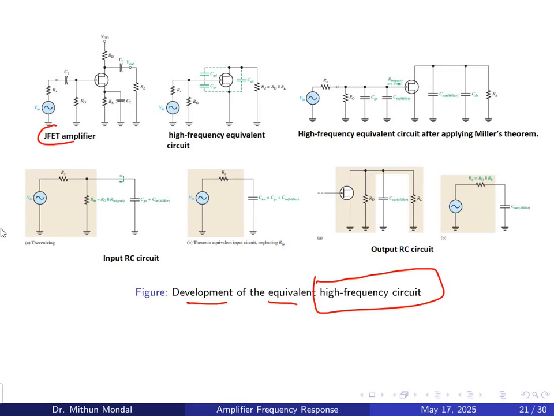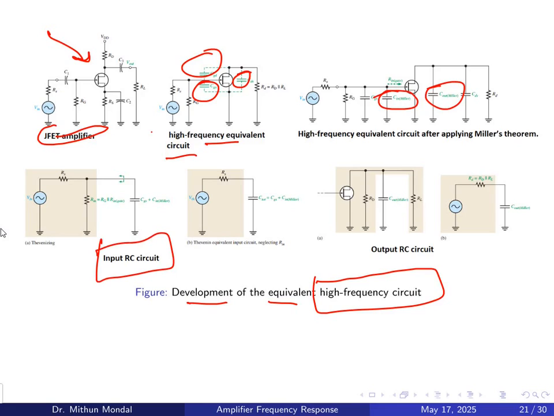So this is the junction field effect transistor amplifier in the normal part. We get the high frequency equivalent circuit. So the internal capacitances play a very important role here, which will be dominating: gate to drain, gate to source and drain to source. We apply the Miller's theorem and get the input capacitor and the output capacitor, and we try to simplify this to get the input RC circuit and the output RC circuit to find the total capacitor in the input and the output part of the circuit.